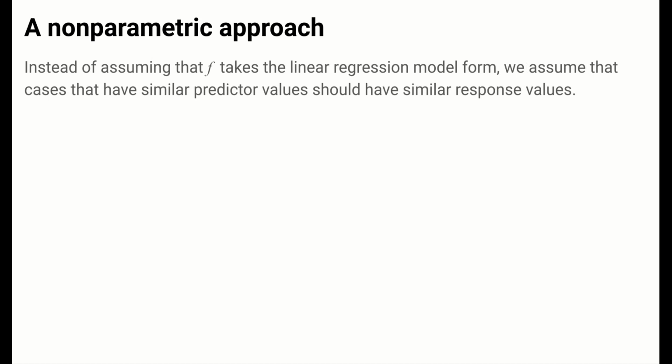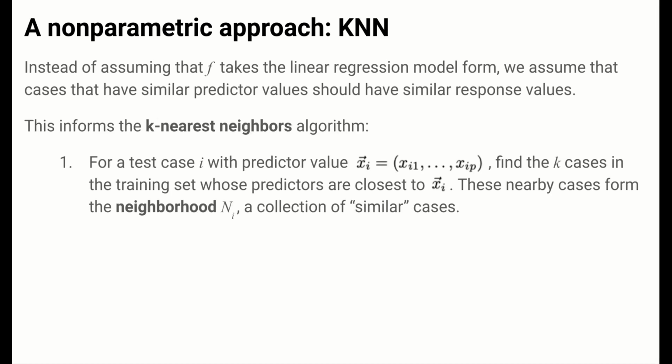Let's look at an example of a non-parametric approach for regression. Instead of assuming that f takes the linear regression model form, we assume that cases that have similar predictor values should have similar response values. This is a far less restrictive assumption about the form f could take. This assumption actually informs the idea for a method called the K-nearest neighbors algorithm. This approach is as follows.